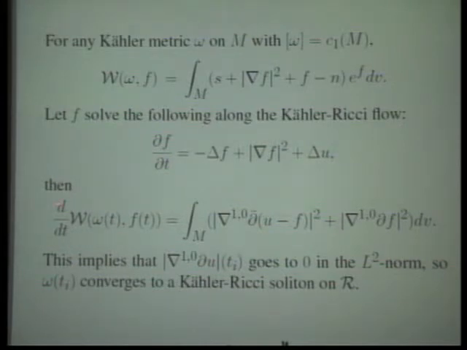So then you do a direct computation, and express it in this Kähler case. The derivative of the W functional along the Kähler-Ricci flow, together with this f_t, is given by this. So in particular, it's a monotonic increase. Okay? So f is this function, and u is the derivative of a potential.